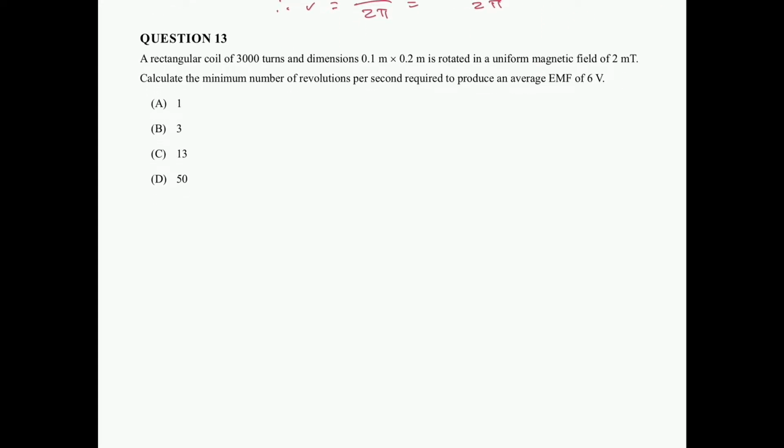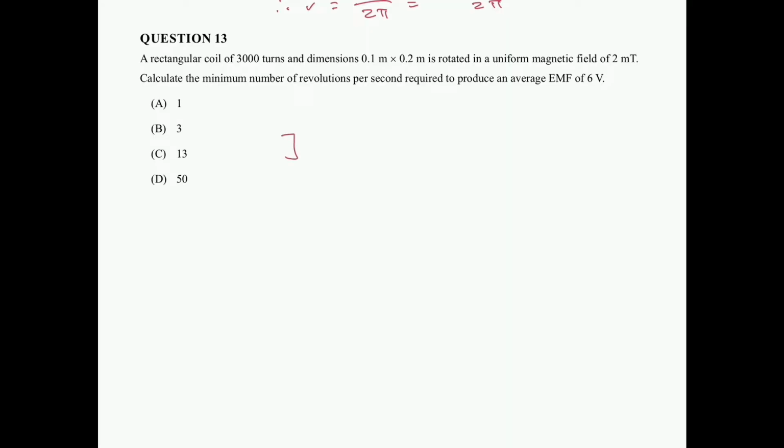All right, question 13. A rectangular coil of 3,000 turns and dimensions of 0.1 meter by 0.2 meter is rotated in a uniform magnetic field of 2 milliteslas. Calculate the minimum number of revolutions per second required to produce an average EMF of 6 volts. Before I go any further in this question, I think this question sucks. What we'll go through is a long roundabout explanation for it, and from there you can discuss between yourselves whether you think this is a fair question.